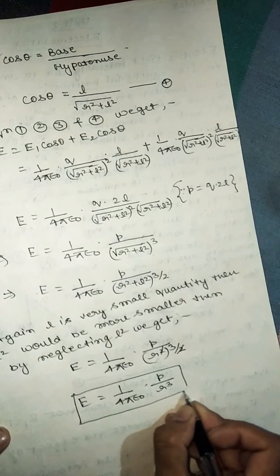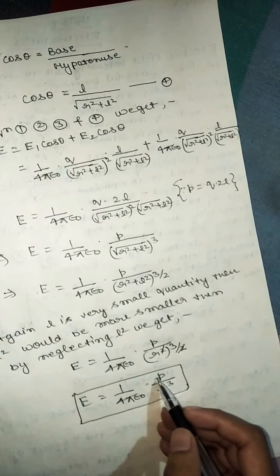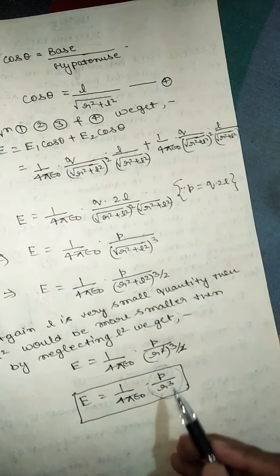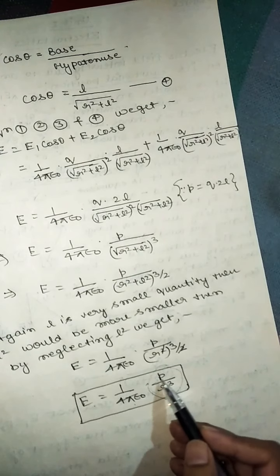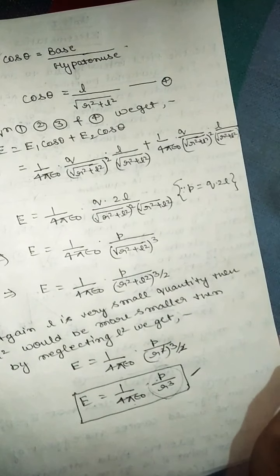This one is the electric field intensity due to an electric dipole on its equatorial position. Remember one thing, in the axial position there would be a 2. The only difference is that there E is equal to 1 upon 4 pi epsilon naught 2p upon r cube, but here 2 is not present. So this is the only difference in the result of these two.